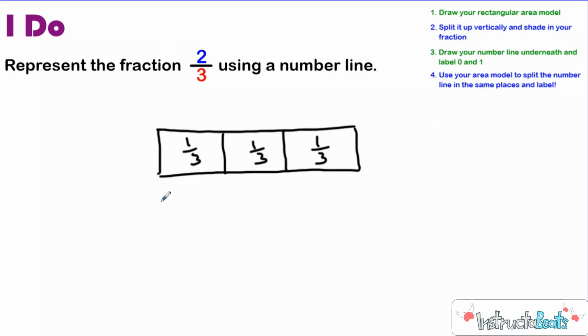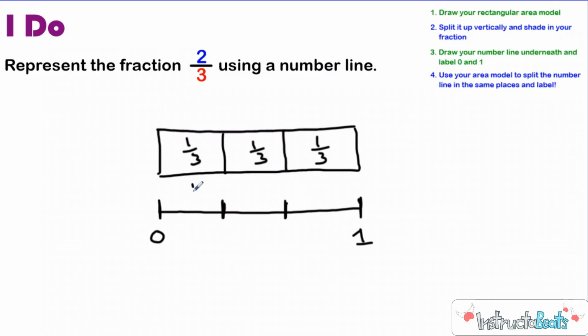And now underneath of this, I'm going to start my number line where my brownie started, and I'm going to end it where my brownie ends, or my rectangular area model ends. There we go. I'm going to label this 0 and 1. Okay. Now step number four, I'm going to use my area model to split the number line in the same places. So if I split my brownie or my area model here, I'm going to split it directly underneath of that, right? So I'm using the lines from my area model to help me split my number line up.